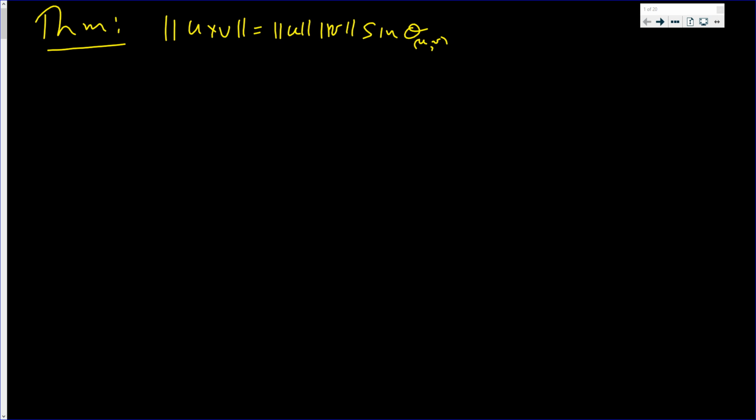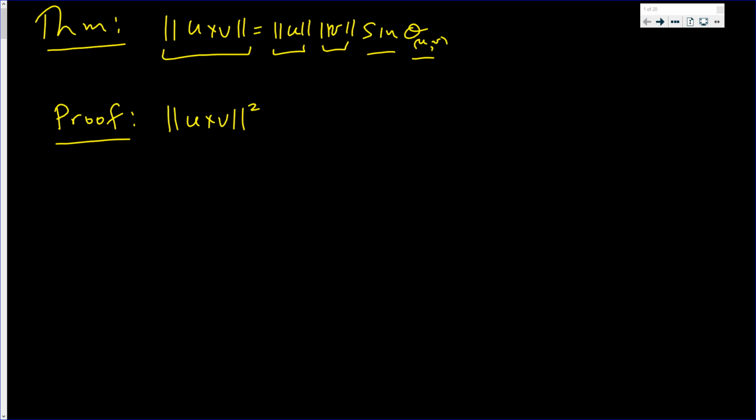Turns out that the length of the cross product of u cross v is the length of u times the length of v times the sine of the angle between u and v. And the proof, it's not a simple proof, but all it does is use a lot of facts that we already know.